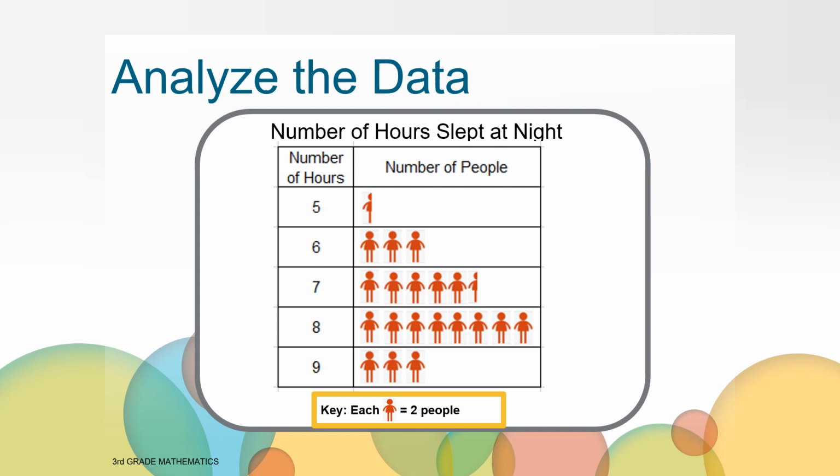Let's start at the top and count how many people slept for 5 hours. Don't forget, the key at the bottom tells us that we must count by 2s for each person that we see on our chart. So if a picture of a person is equal to 2 people, what would half of a picture of a person be? That's right, half of a picture represents 1 person. So how many people slept for 5 hours a night? Did you count 1? That's right.